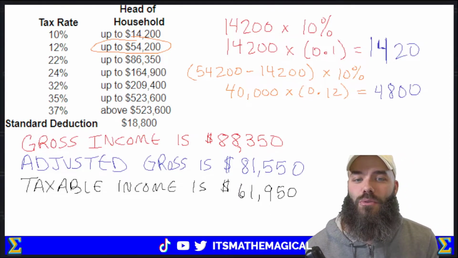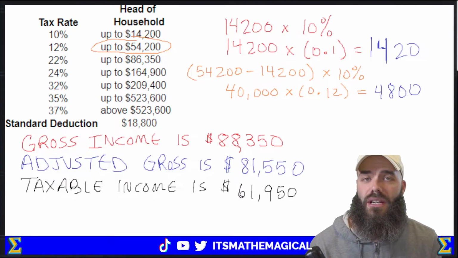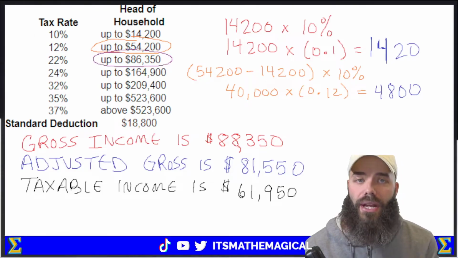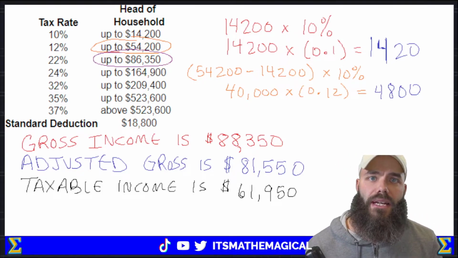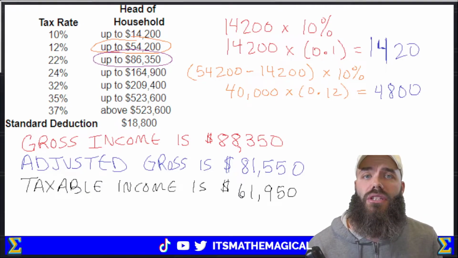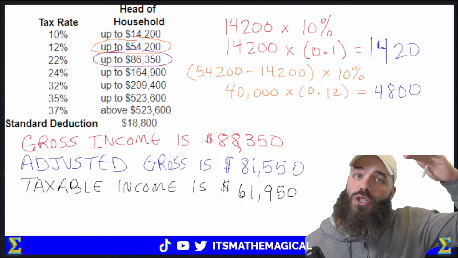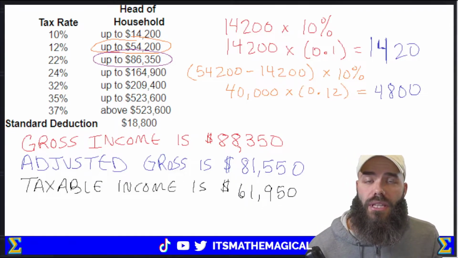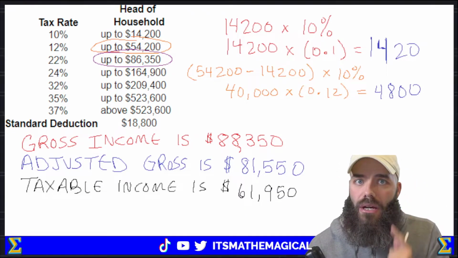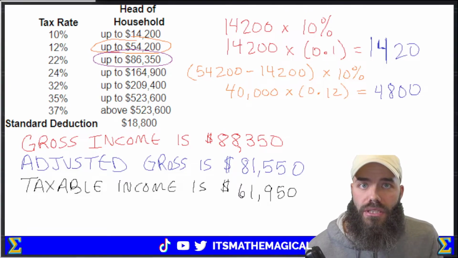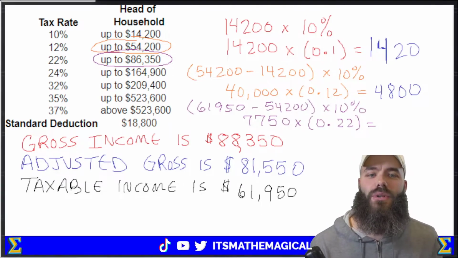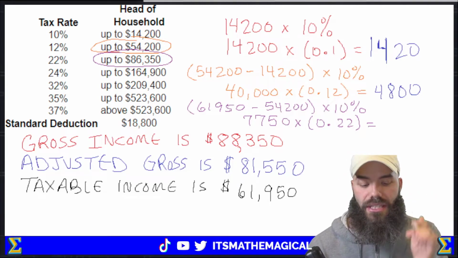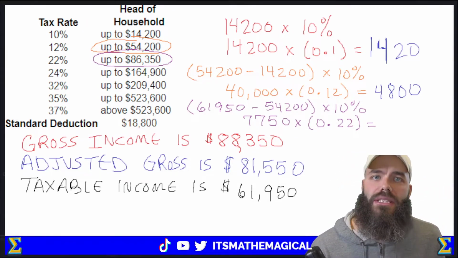Now we're still not done yet, because remember, her taxable income was $61,950. We have to find out where that fits in, which is the third bracket. However, we've already been taxed on the first $54,200. So now we need to find the difference between her taxable income, $61,950, and the second threshold of $54,200. Only that amount is taxed at the next bracket of 22%. So $61,950 minus $54,200 is $7,750. Only that amount is taxed at 22%.